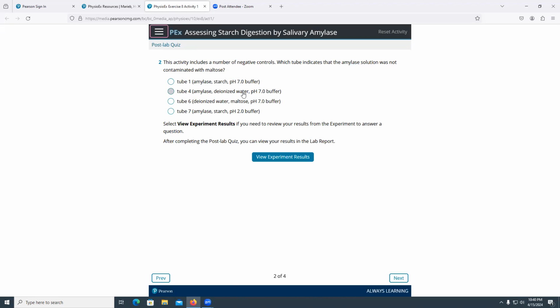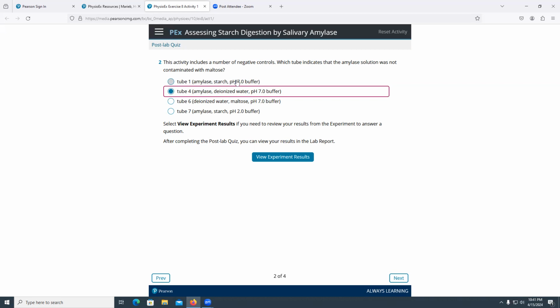So in this reaction, if the Benedict turned from blue to any other color, that means I have a contamination with maltose or glucose, because I had no reactant. Where did the product come from? I had no starch. Where did the maltose come from? Who did amylase interact with? So that means there's a contamination. That sounds good to me.